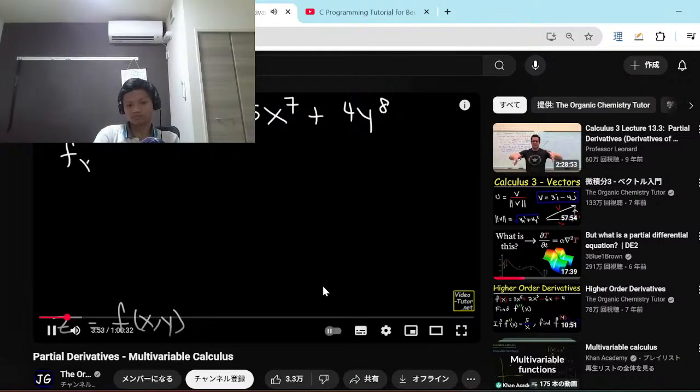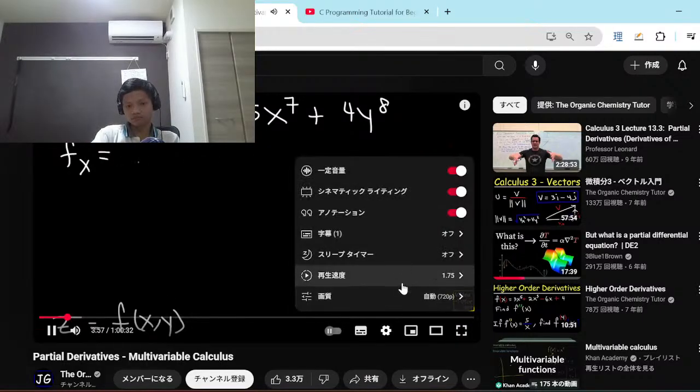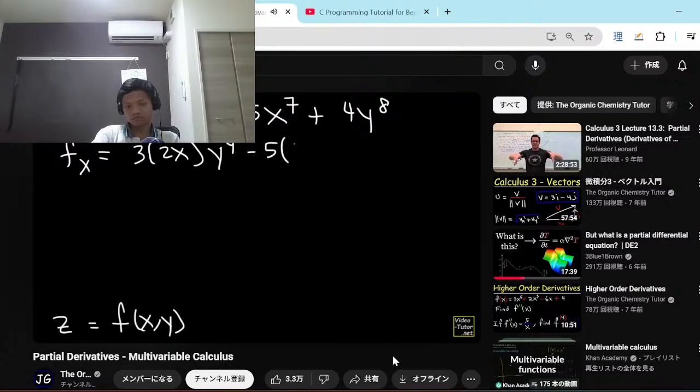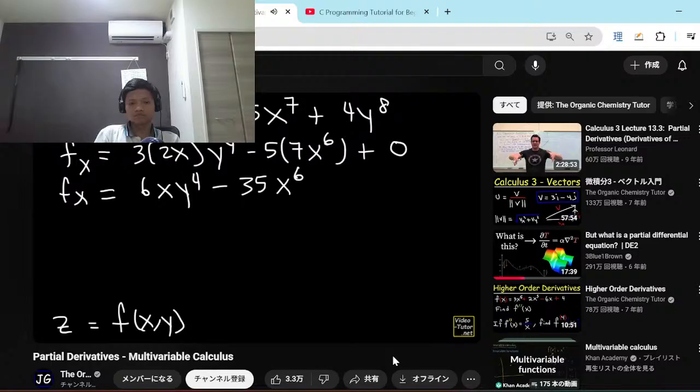Now the first derivative with respect to x is going to be, so keep in mind, let's treat y as a constant. So differentiate only the x variables. The derivative of x squared is 2x. And the derivative of x to the seventh is 7x to the 6th. Now, in the last term, there is no x variable. So 4y to the 8 is treated as a constant, and the derivative of any constant is 0. So this is going to be 6x y to the fourth minus 35x to the 6th. So that's the first partial derivative with respect to x.